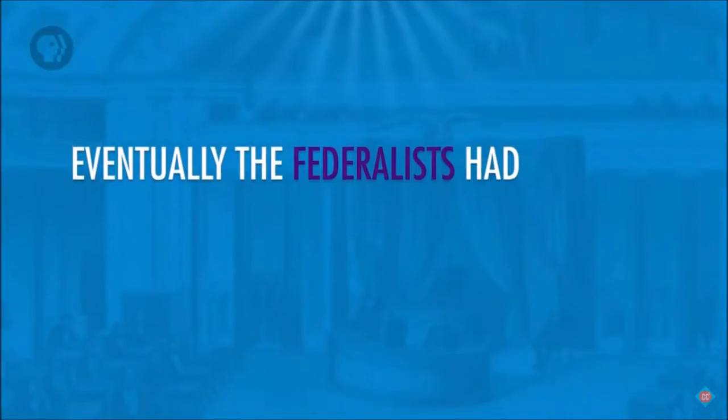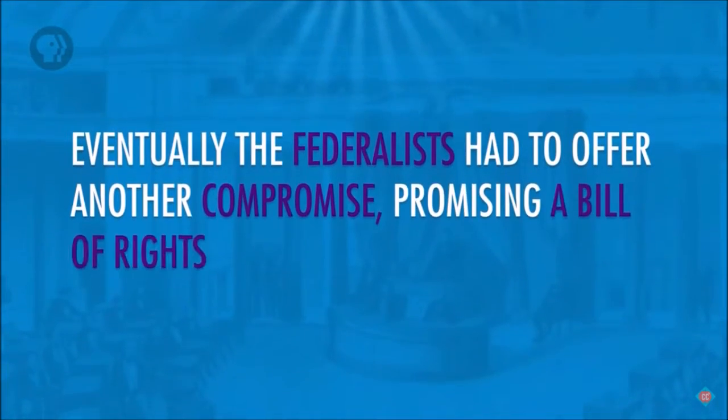Because the Constitution was passed, we tend to think that everyone loved it, but it wasn't nearly as clear-cut as hindsight makes it appear. Eventually, the Federalists had to offer another compromise, promising a Bill of Rights in the first 10 amendments. This isn't called one of the constitutional compromises because it happened outside of the convention, but it was yet another example of how different interests had to give a little in order to get a constitution passed.